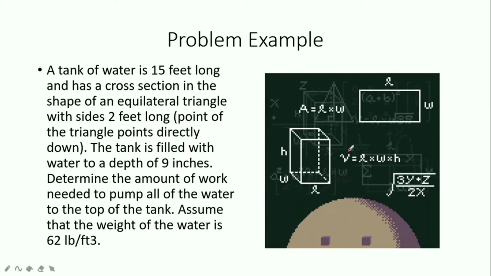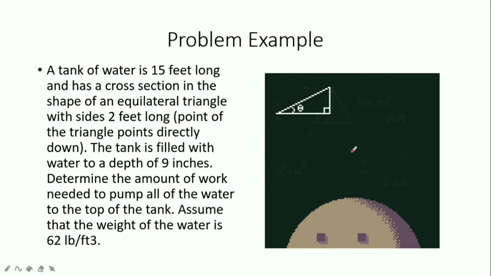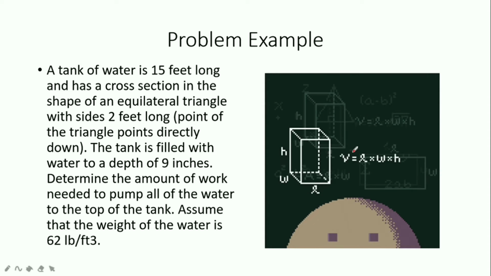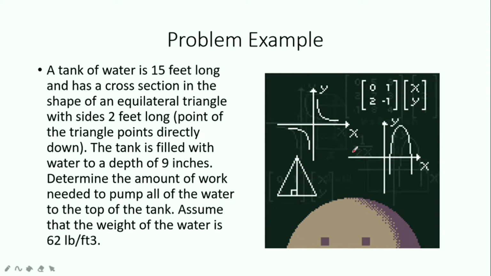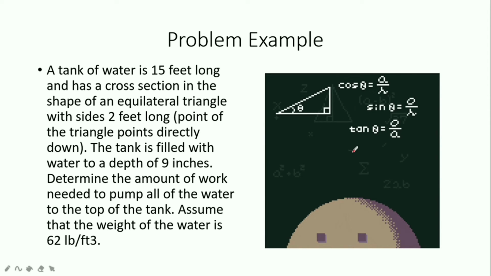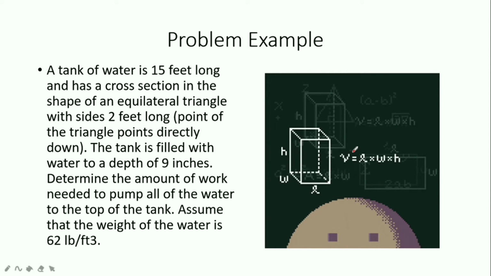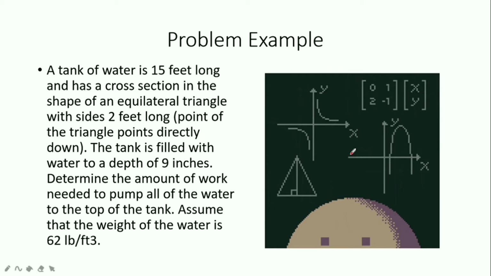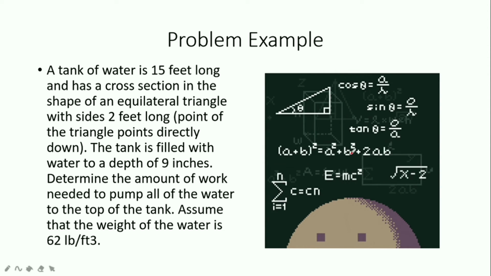What you see here is our chosen problem for work, and I will read it. A tank of water is 15 feet long and has a cross-section in the shape of an equilateral triangle with two-foot sides. The point of the triangle points directly down. The tank is filled with water to a depth of 9 inches. Determine the amount of work needed to pump all of the water to the top of the tank. Assume that the weight of the water is 62 pounds per cubic foot.